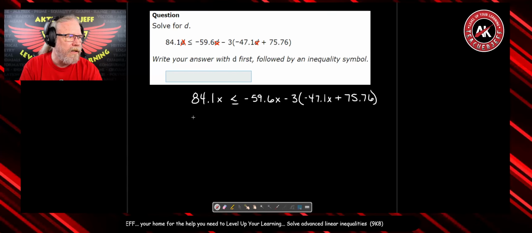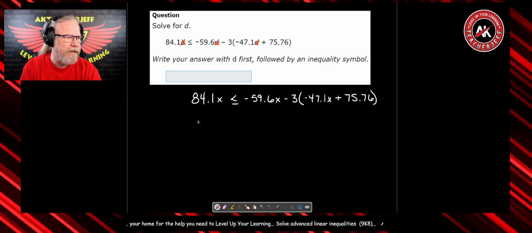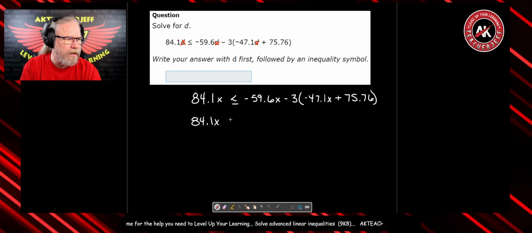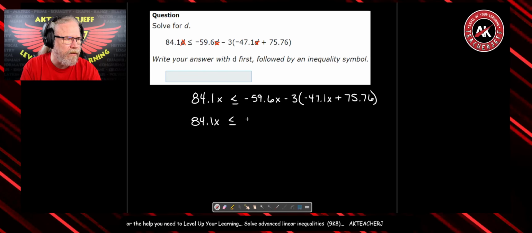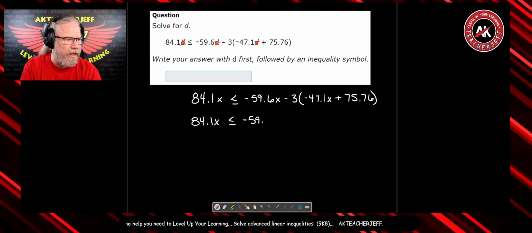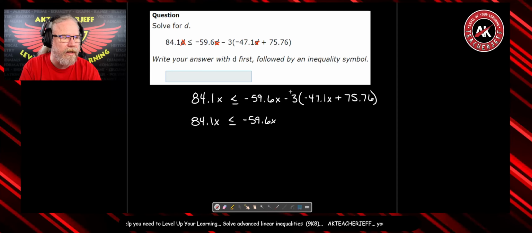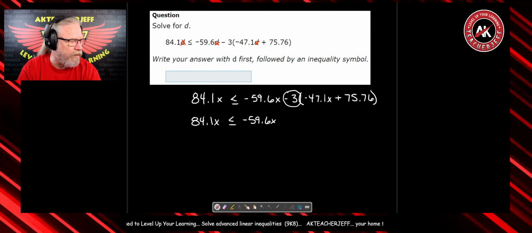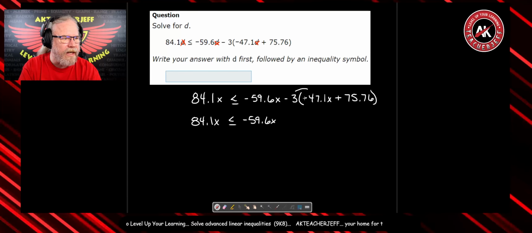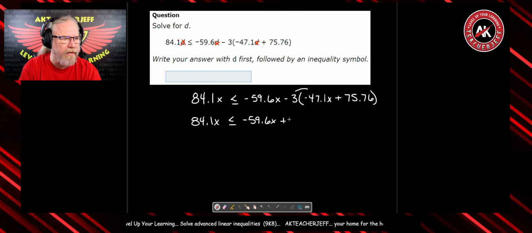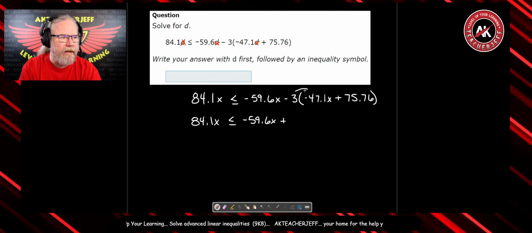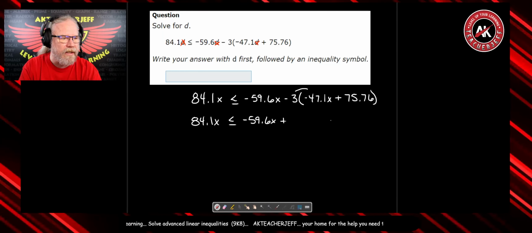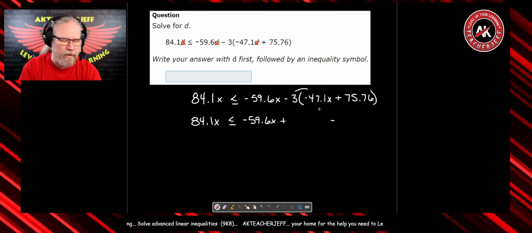All right. So over on the left, we're going to leave the 84.1x. Bring down our less than or equal to. We're going to leave the negative 59.6x alone for now, and we're going to distribute. Remember, this is a negative 3 that we need to distribute in. So we're going to have negative times negative. That's going to give us a positive. And then over here, we're going to have a negative times a positive, and that's going to give us a negative.